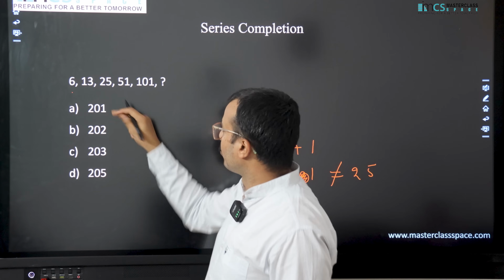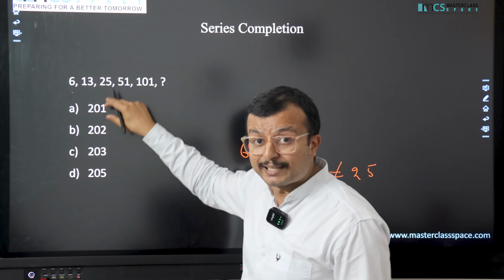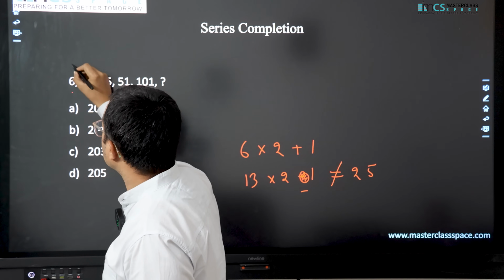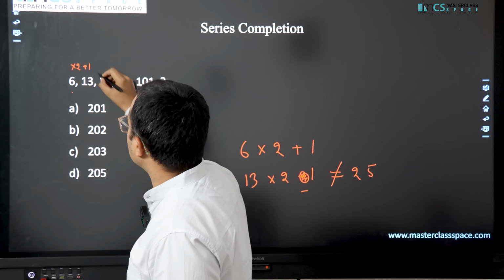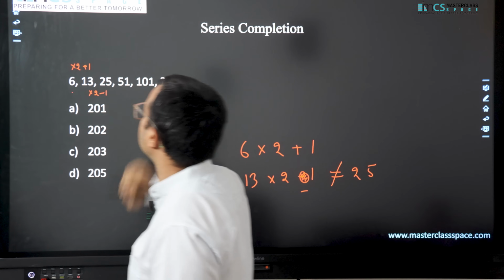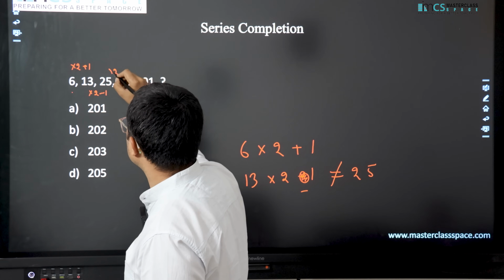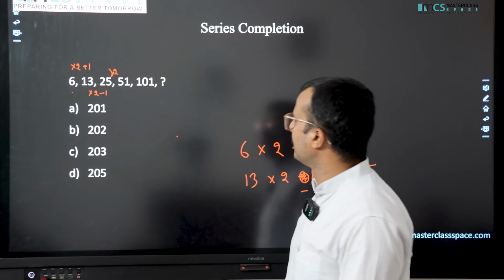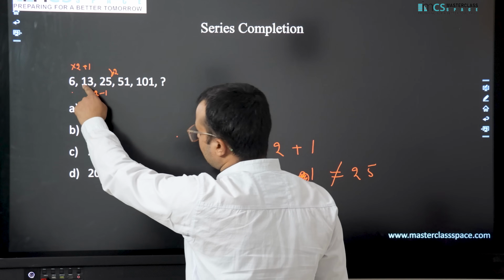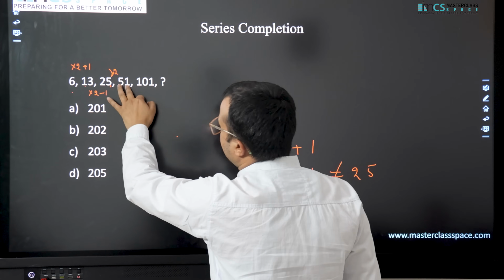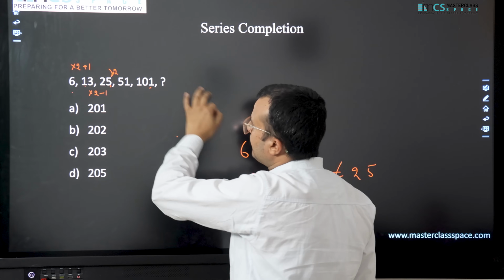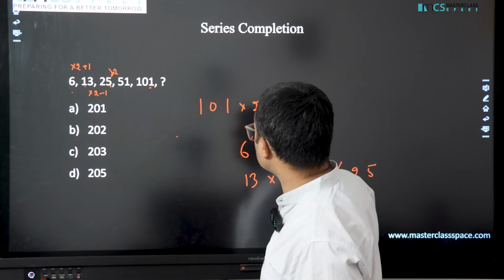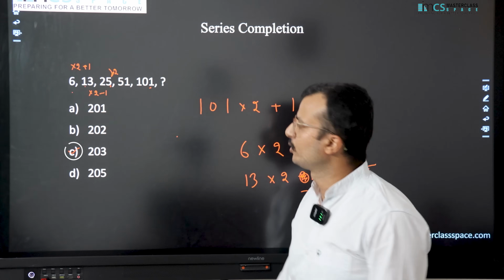If we go to the next term, what is happening? 25 multiplied by 2 plus 1, that is 51. So essentially, one time it is multiplied by 2 plus 1, the other time it is multiplied by 2 minus 1, then again multiplied by 2 plus 1. Okay, so what we have to see, here it was plus 1, here it is minus 1, here again it is plus 1, here it was minus 1, so again now it would be plus 1. So 101 into 2 plus 1. So 202 plus 1, your answer would be 203.